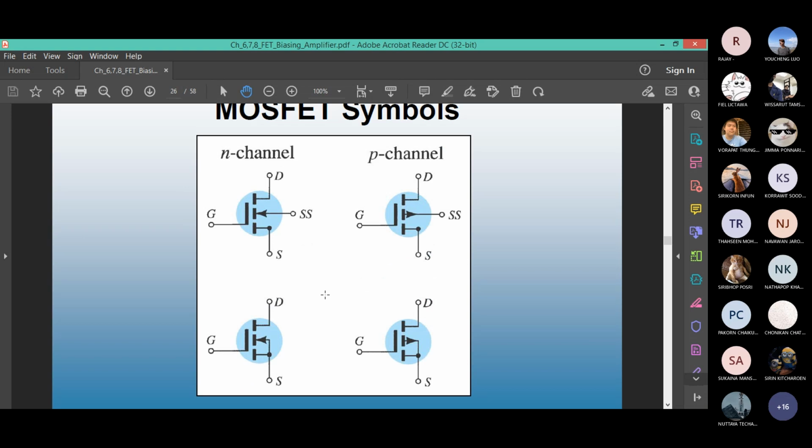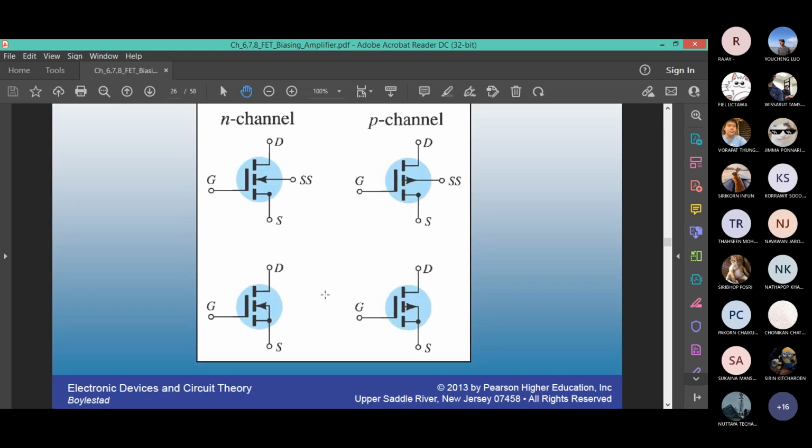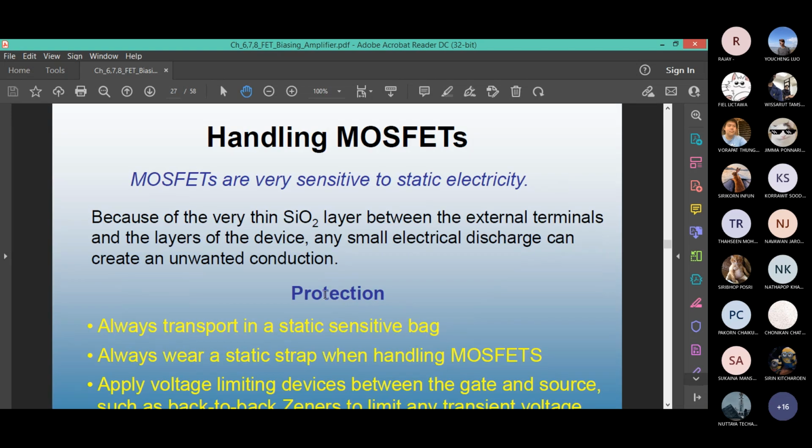MOSFET symbol is a bit different. This is an important one, why you should be careful when you are handling MOSFET. They're extremely sensitive to static electricity. Just like I told you a few moments ago, the silicon dioxide layer is very thin. It separates the inside layer of the device from the outside terminals. The layer is so thin, a little bit of electrical discharge can result in current conduction.